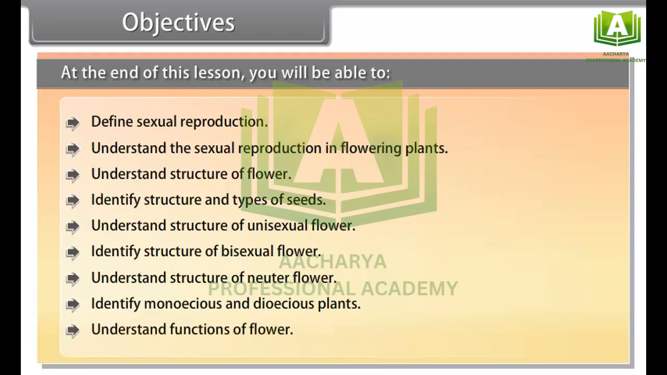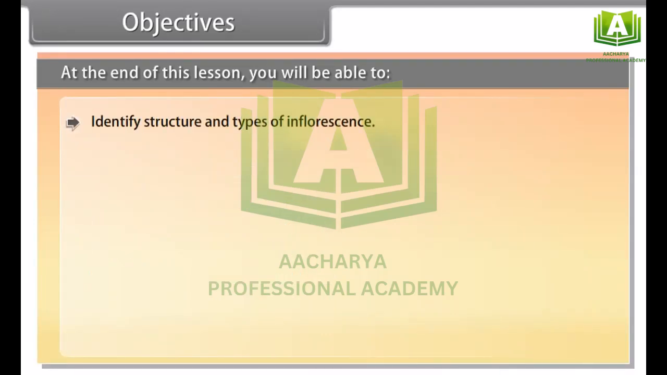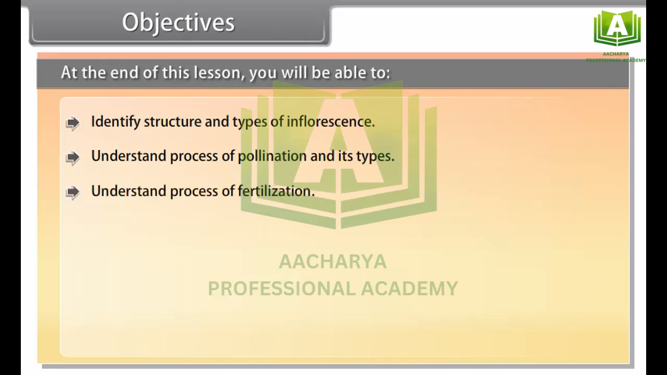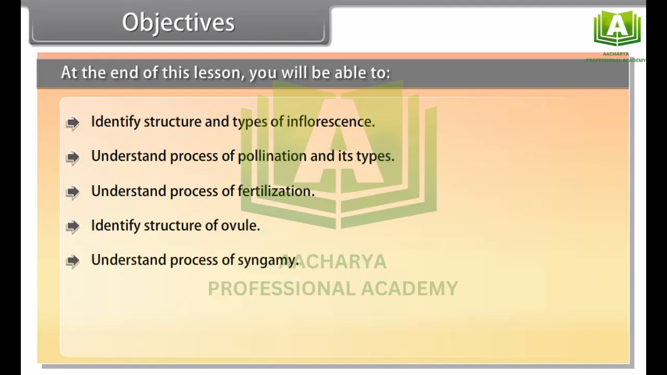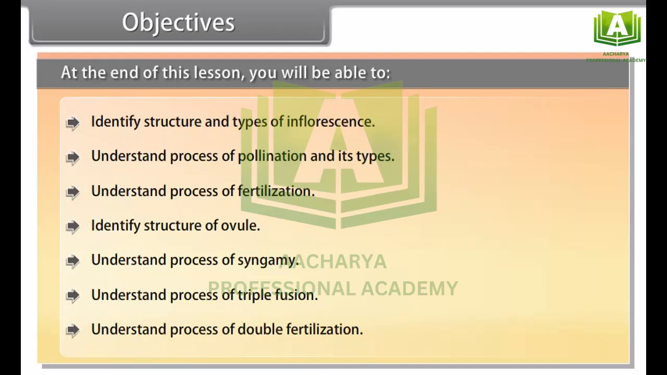understand functions of flower, identify structure and types of inflorescence, understand process of pollination and its types, understand process of fertilization, identify structure of ovule, understand process of syngamy, understand process of triple fusion, understand process of double fertilization.